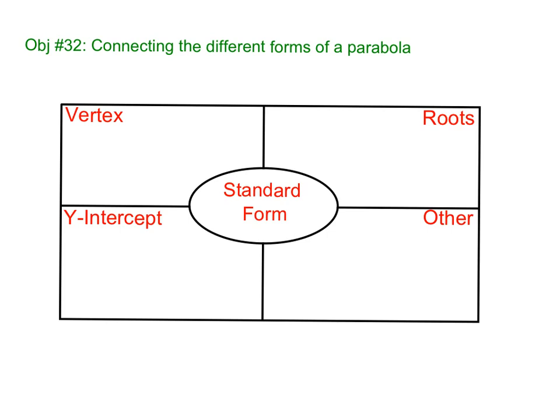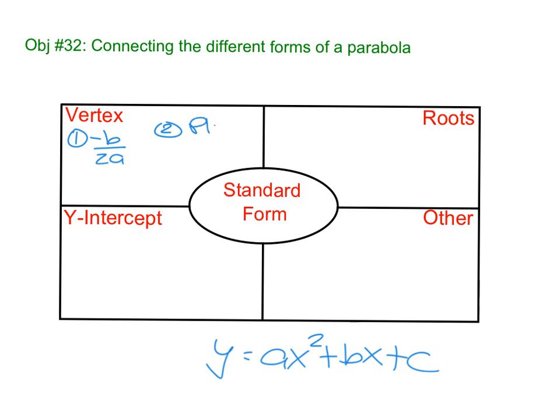Okay, so now I want to fill these out. So pause and see if you can figure out, just kind of in your own words or formulas, what would you do? So when you're in standard form, that's your y equals ax squared plus bx plus c. What do we do to find the vertex? We do negative b over 2a, and then plug in.